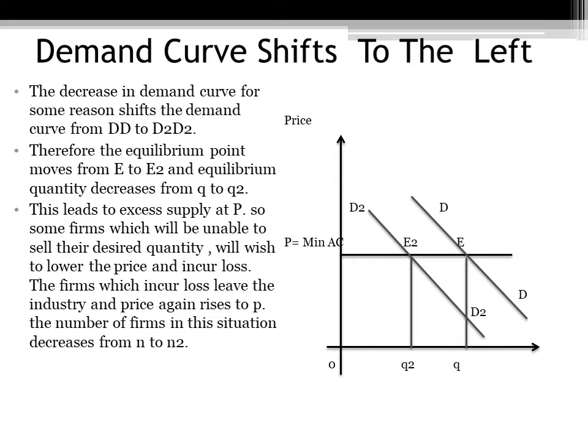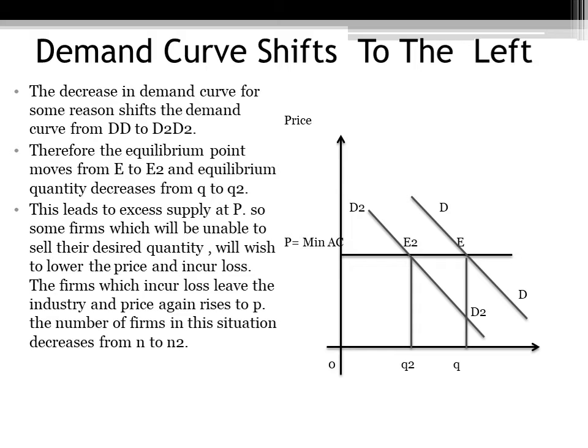So when demand curve shifts to the left, what happens? It leads to excess supply at price P. Some firms which are unable to sell their desired quantity will wish to lower the price and incur loss. The firms which incur loss leave the industry and price again rises to P. The number of firms decreases from N to N2.